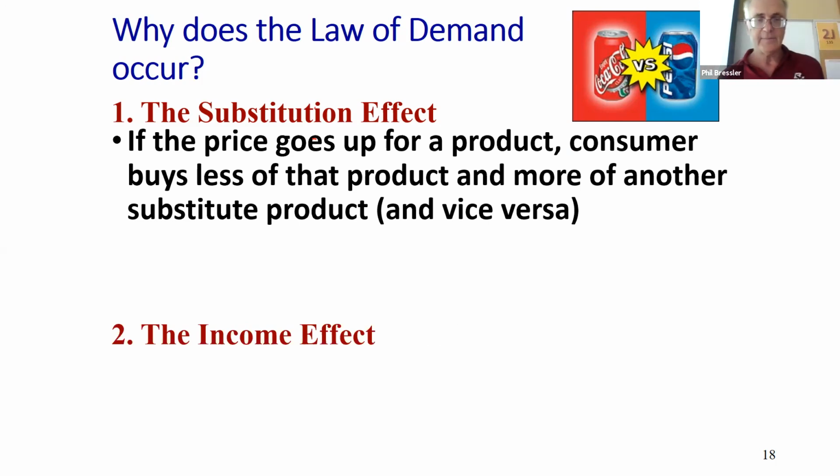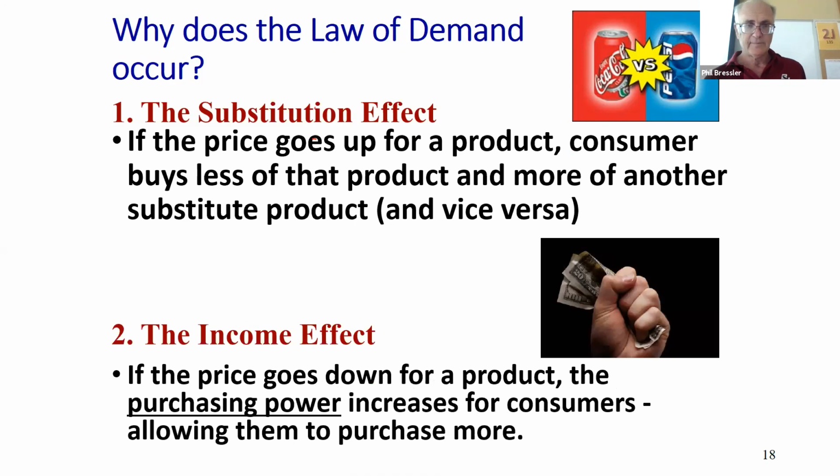The income effect. If the price goes down for a product, now people could buy more of it, right? The purchasing power increases, allowing them to purchase more. All right, so you have the substitution effect. And here, if the price of Coke goes down, quantity demanded for Pepsi is going to go down because people are going to buy more Coke.